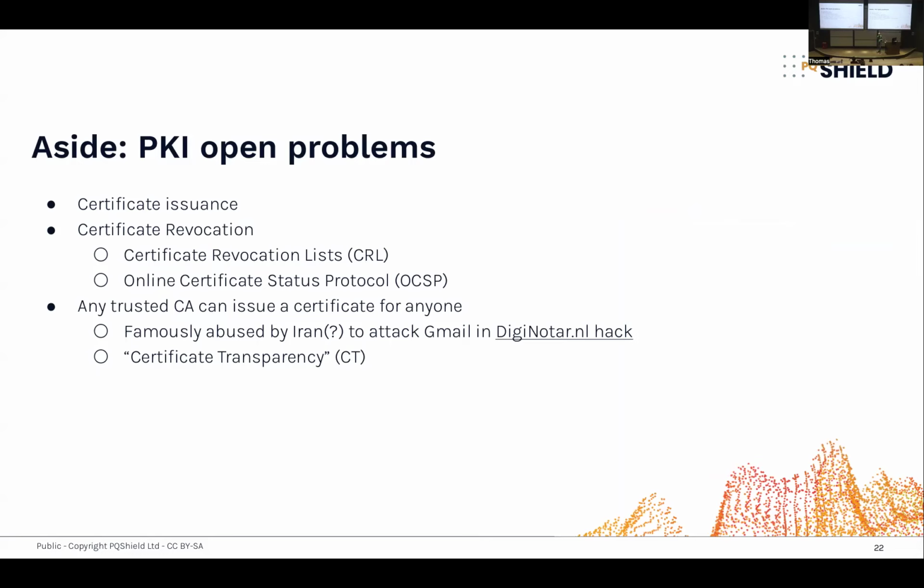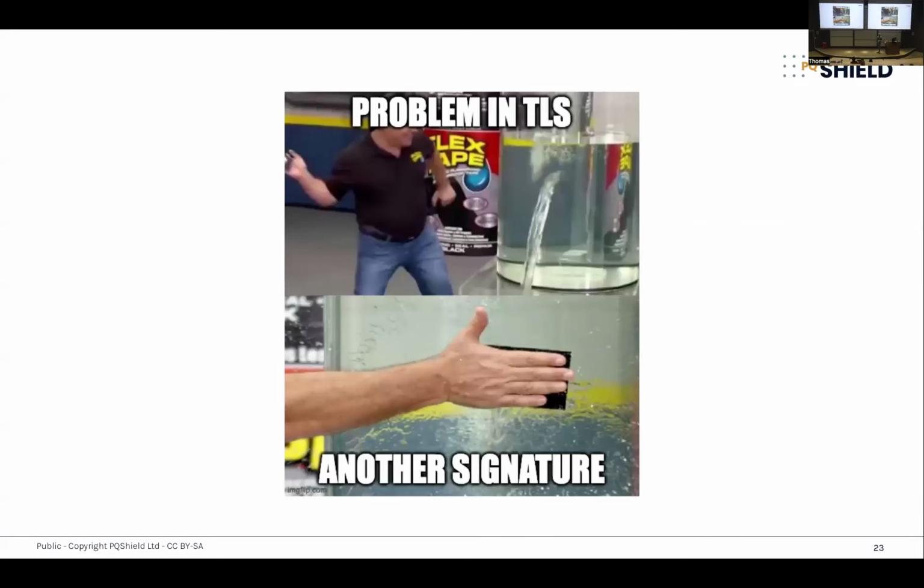Certificate revocation is a big problem. And we also have this problem that if we just allow any CA to issue certificates for any websites, how do we prevent situations like the DigiNotar attack, where Iran hacked the CA and made them issue certificates for gmail.com? So any problem in TLS has more or less been solved by adding yet more signatures.